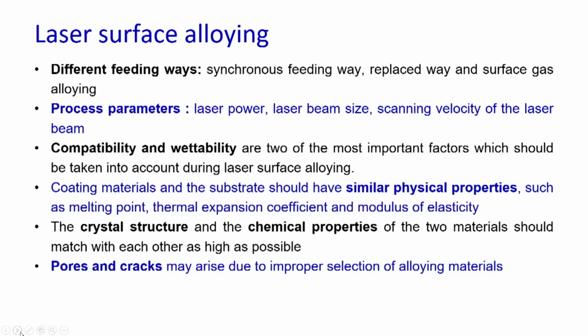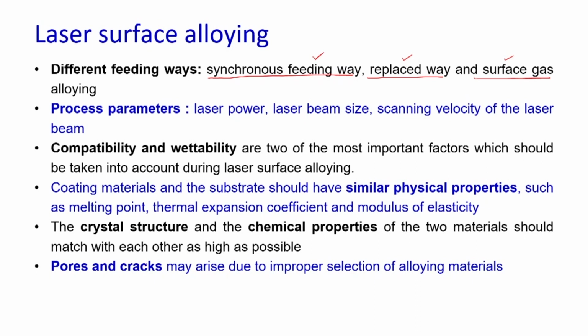So, as I have pointed out in my previous discussion as well, there are various ways through which we can apply the foreign material, or the material to be deposited, on the surface. Basically, there are three ways to apply the material. First is the synchronous feeding way, the second one is the preplaced way, and the third one is surface gas alloying. So, we will see the meaning of these three ways of applying the foreign material in the next slides.